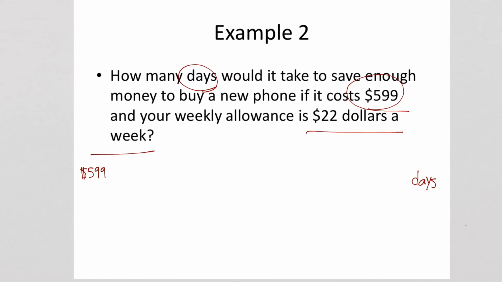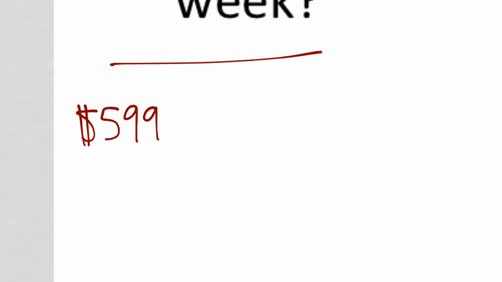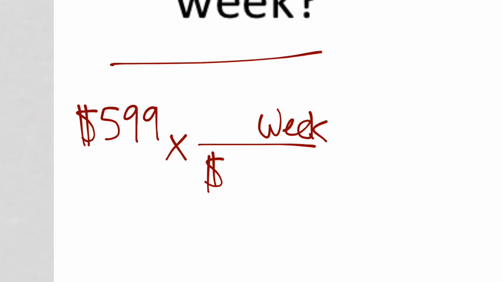So that you can see $5.99, and I want to know how many days. So I start off by looking at, well, what value do I know? I know that $5.99 is the amount I started with. So whatever unit is on top, that needs to go on the bottom. Now, make you think, what did I already relate money to? Money is related to a week. So money is equal to a week.